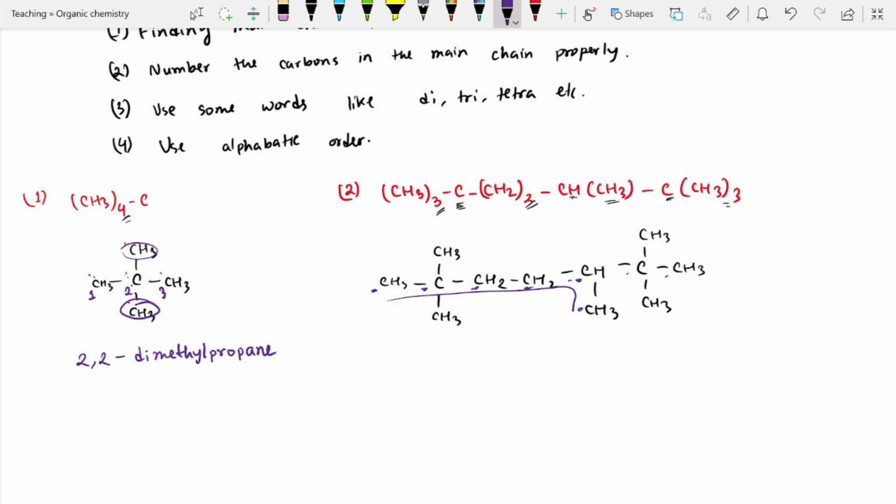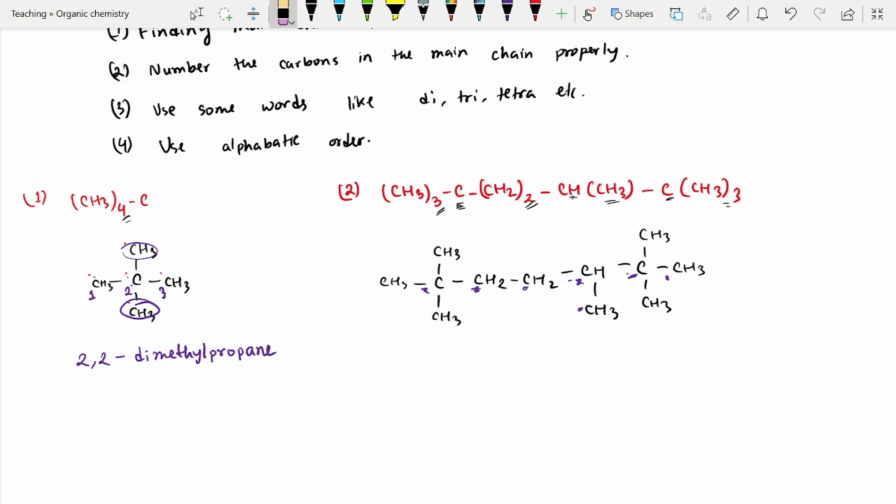We cannot consider it as the main chain, because if we count it like this, 1, 2, 3, 4, 5, 6, 7, we see there are already more carbons in a carbon chain, right? So the chain which contains six carbons, we will not consider as the main chain. We will consider the chain which contains more carbon. Okay, so we have found the main chain.